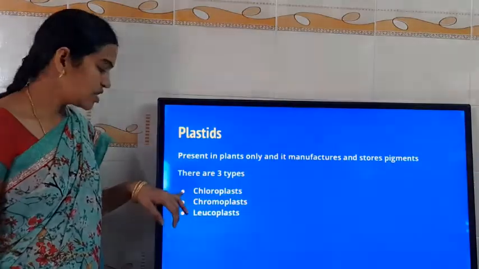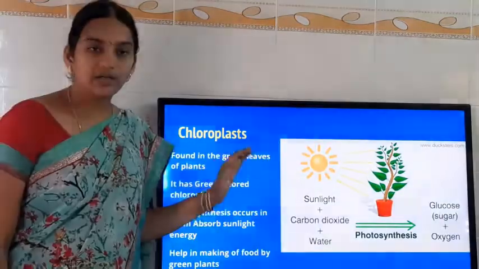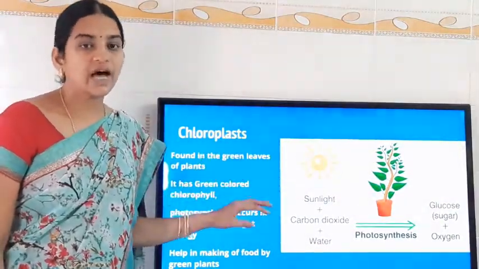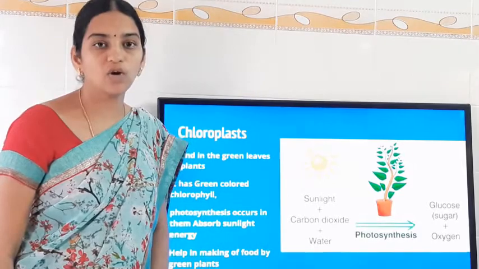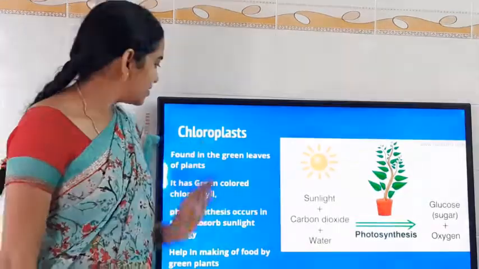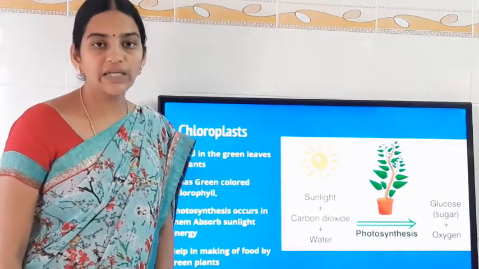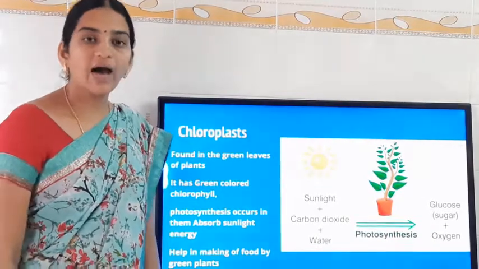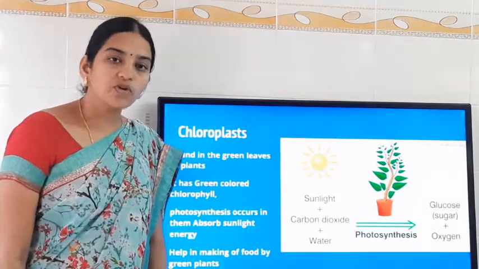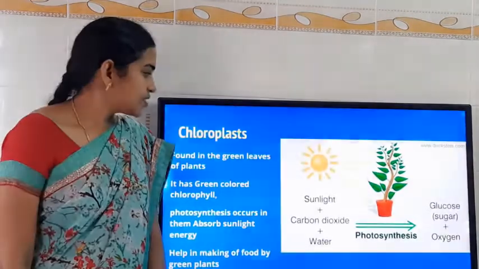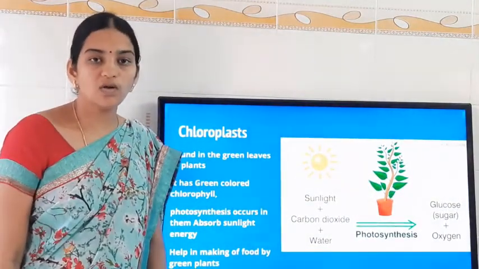First, we learn about the chloroplast. These chloroplasts are green colored organelles. It has its green color because it contains a green colored pigment called chlorophyll. And this chloroplast organelle is found only in the plant cell but not in the animal cell. Because of the green pigment chlorophyll, the process of photosynthesis occurs in plants. As we already know, plants prepare their own food and that process is called photosynthesis.